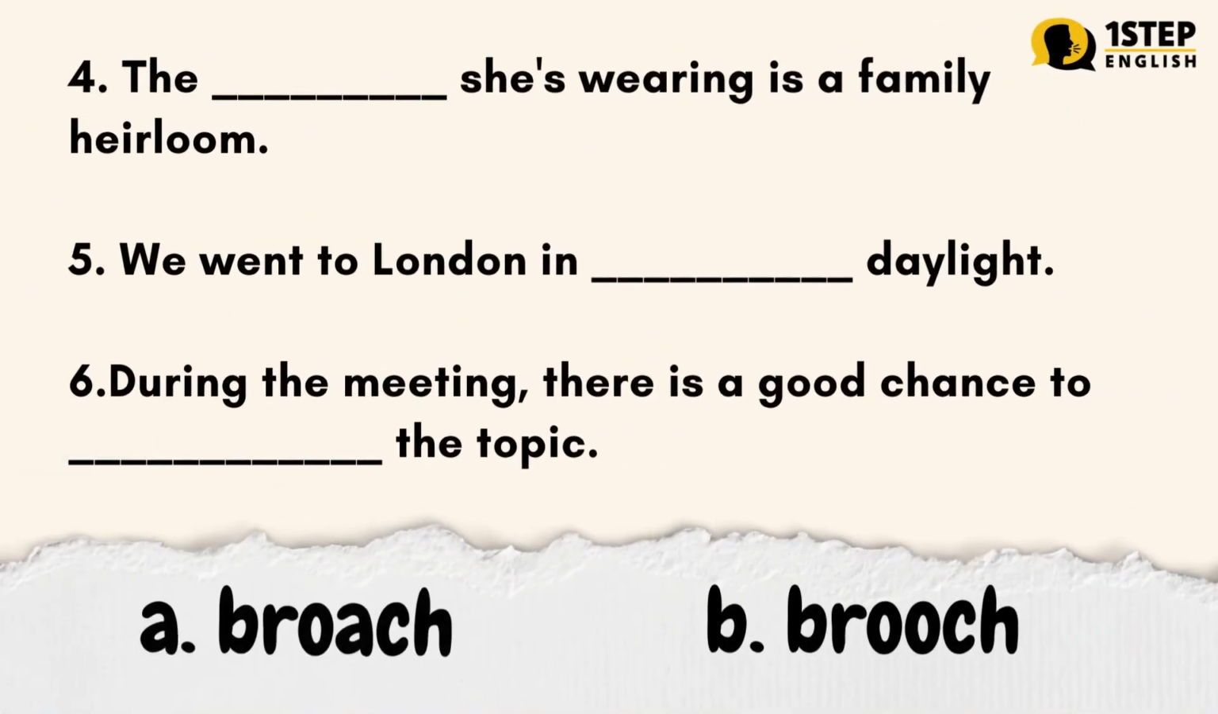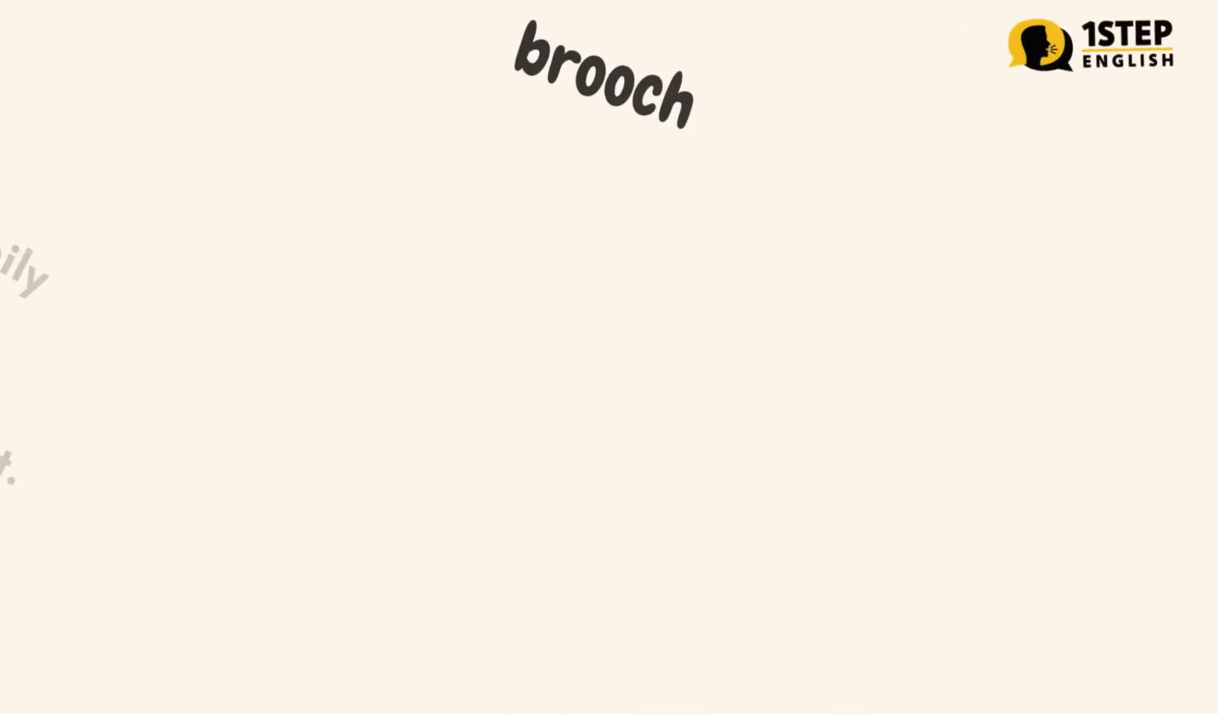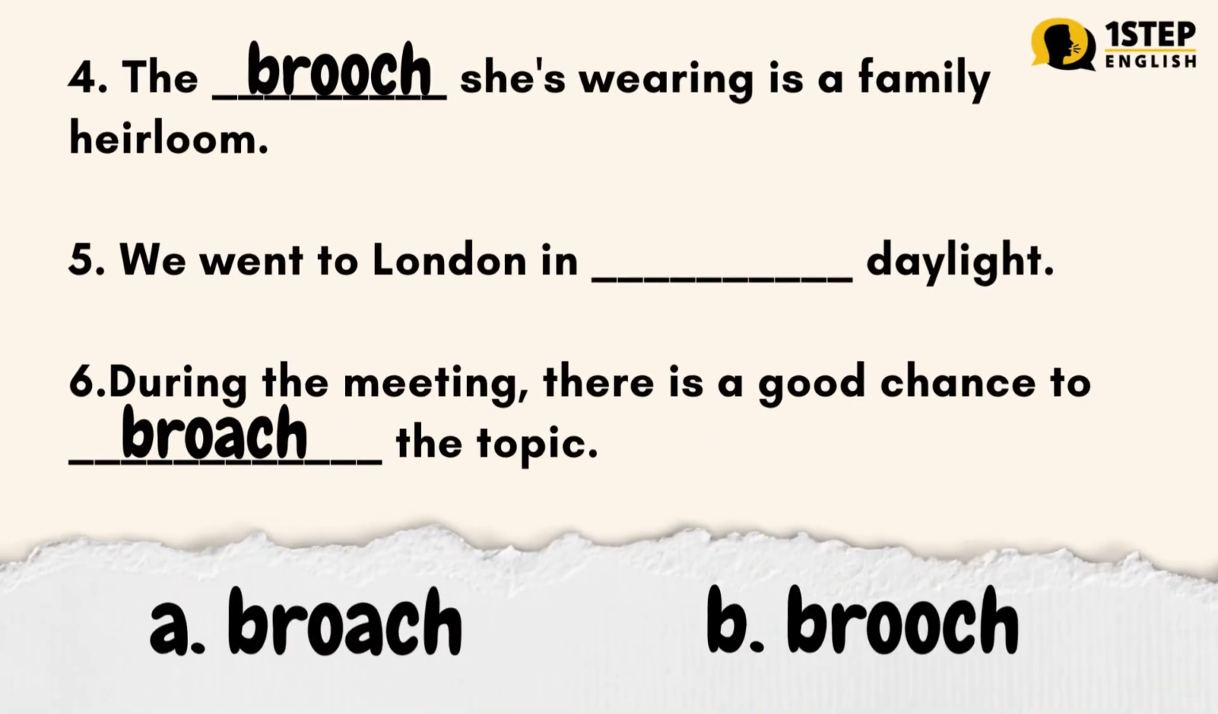Number 4. The blank she's wearing is a family heirloom. Number 5. We went to London in blank daylight. Number 6. During the meeting, there is a good chance to blank the topic. Letter A. Broach. Letter B. Brooch. The correct answers are Number 4. Letter B. The brooch she's wearing is a family heirloom. Number 6. Letter A. During the meeting, there is a good chance to broach the topic.